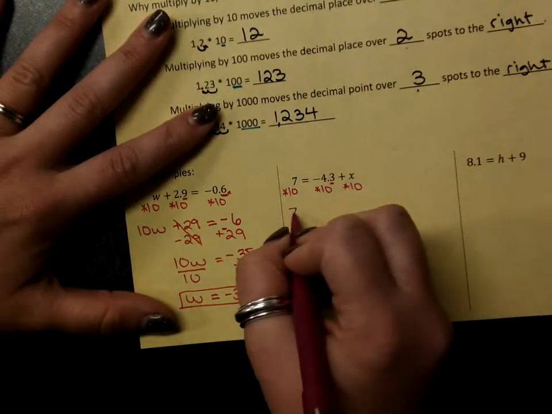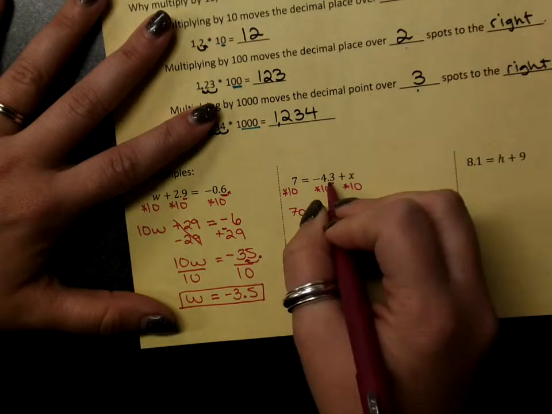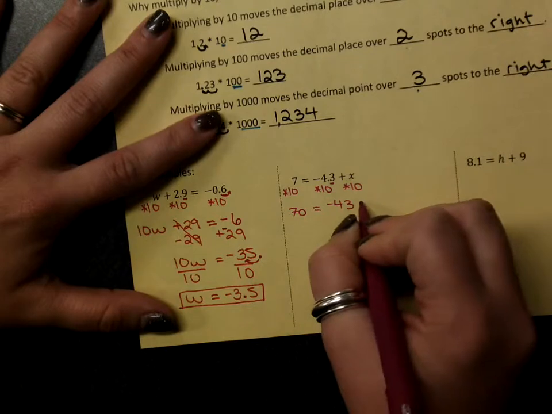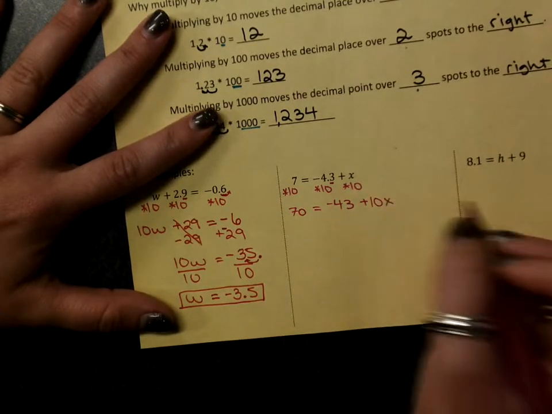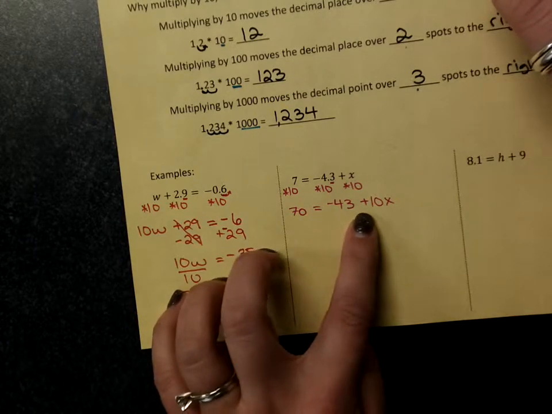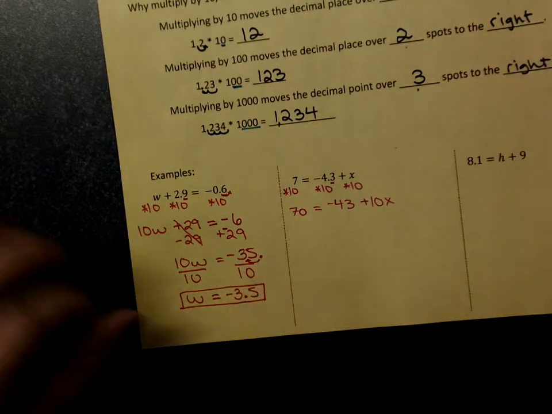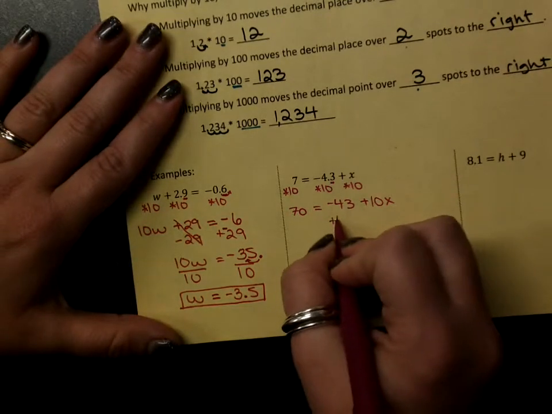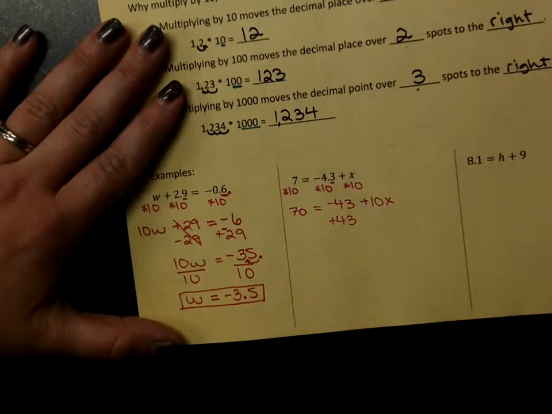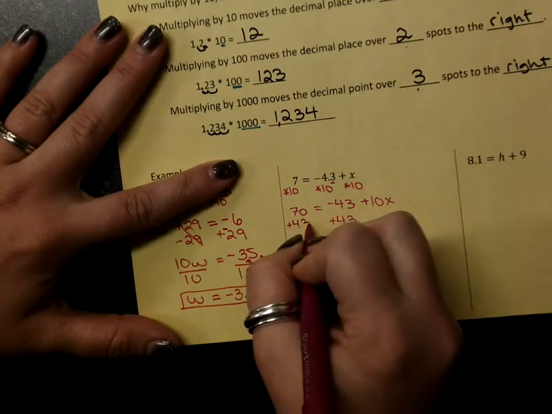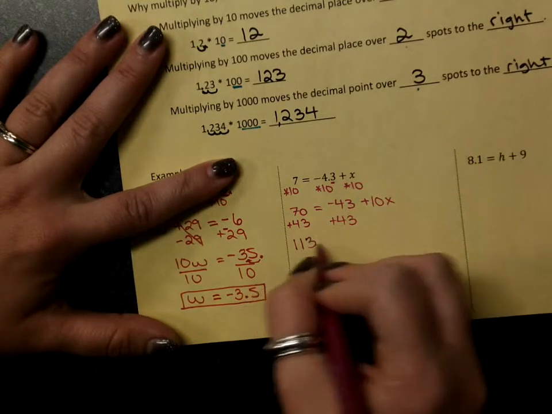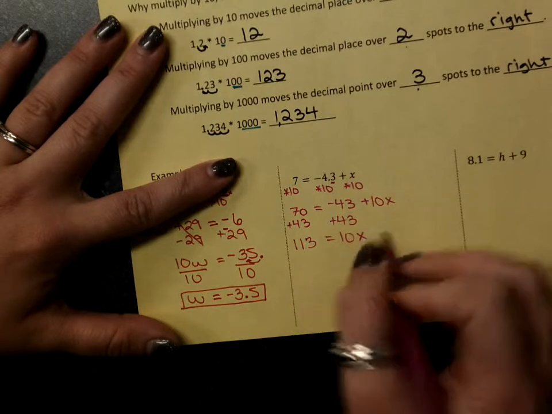That's going to give me 70 equals, the one decimal point will move to the right to make negative 43 plus 10x. 70 equals negative 43 plus 10x. Now we're going to do the opposite operation and add 43 to both sides. Add 43, let's see, that makes 113 equals 10x.